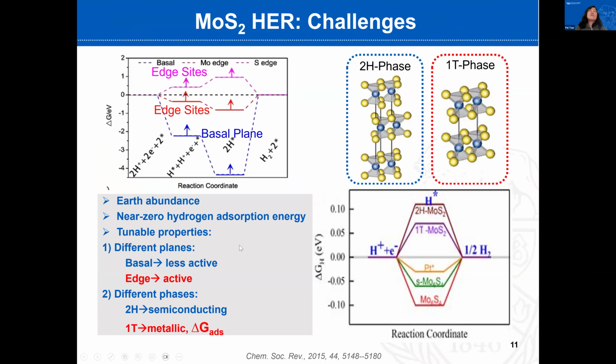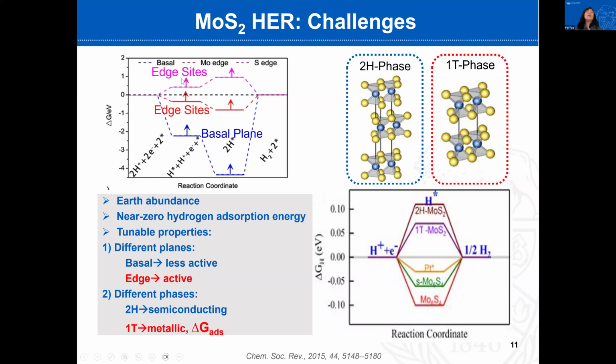MoS2 has been employed, and there is a lot of literature on MoS2 for the HER reaction. Of course, the benefit is that MoS2 is Earth abundant, and it has a near-zero hydrogen adsorption energy, as we showed in the previous slides. But there are several issues we want to take a look at. The first thing is that, of course, the 2D material has both basal plane and edge planes, right? In terms of the hydrogen adsorption energy, we can see the edge plane is preferable.